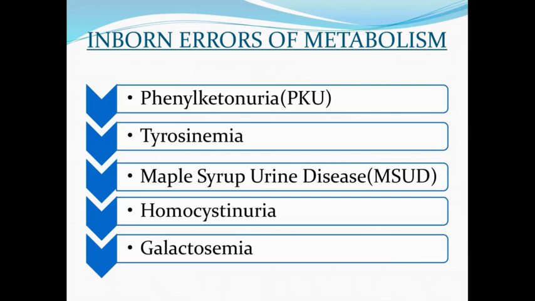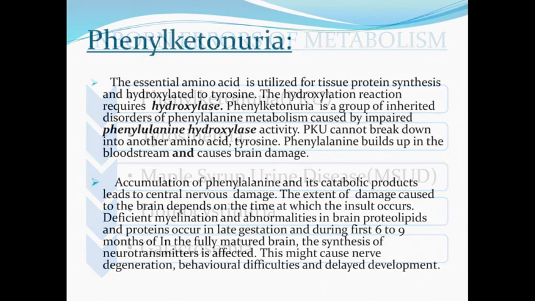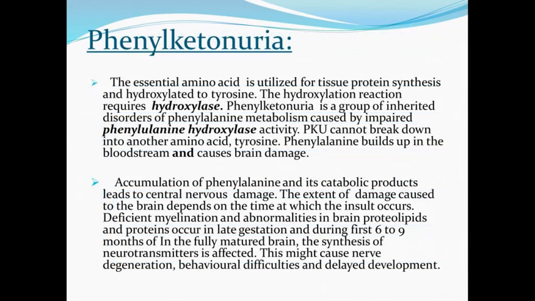Okay, so there are 5 types of inborn errors that we are going to discuss. First is phenylketonuria or PKU as we know it. Next is tyrosinemia. Third is maple syrup urine disease, MSUD. Fourth is homocystinuria, and fifth is galactosemia. Okay. So now we'll start with phenylketonuria.